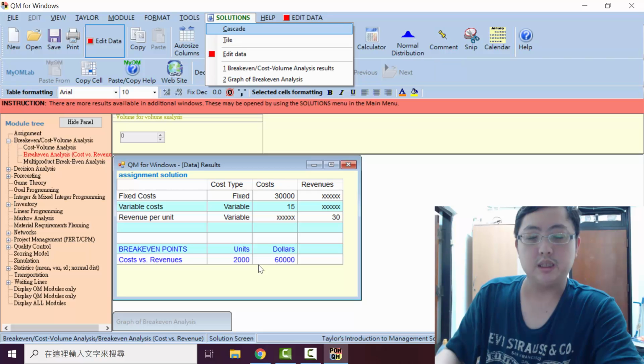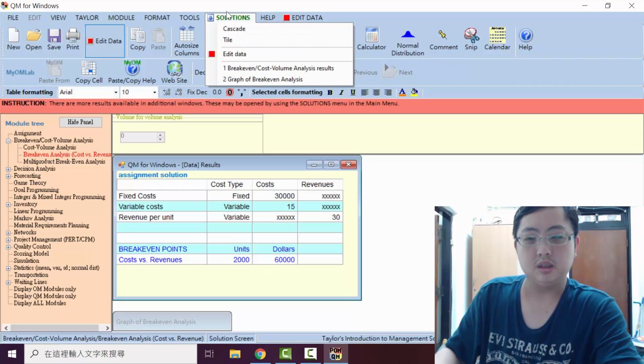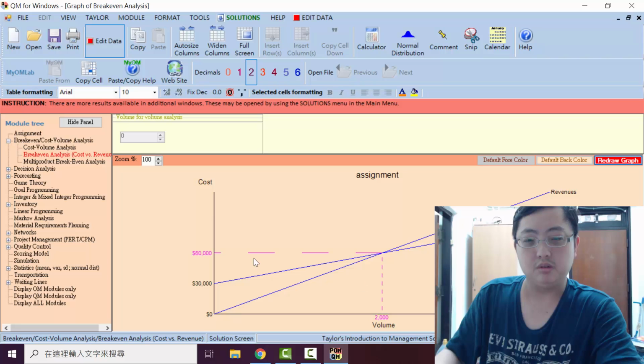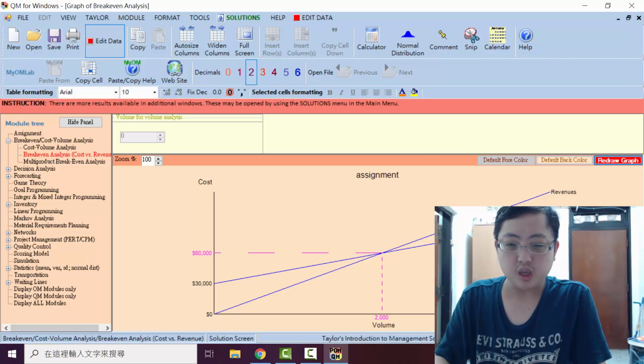If we want to make the analysis result visual, we can click a solution, and under this we can see a graph of break-even analysis. We'll click this and we will see a graph for the break-even analysis.